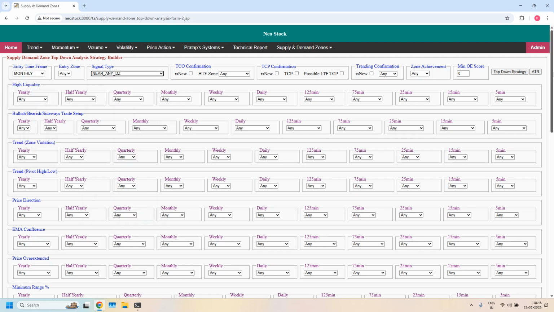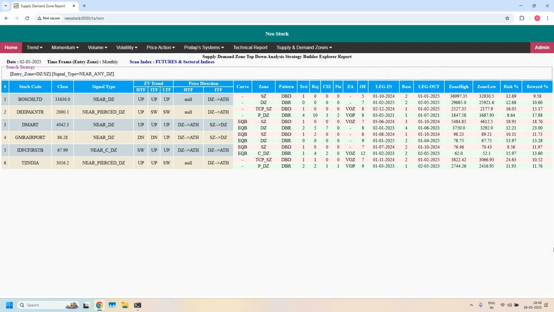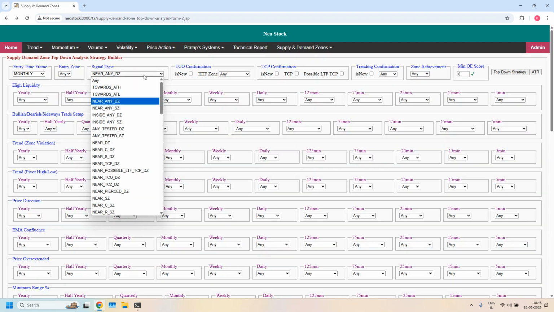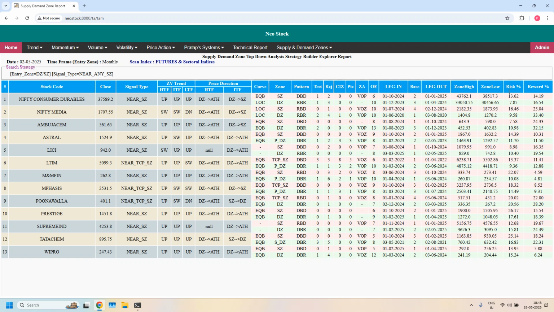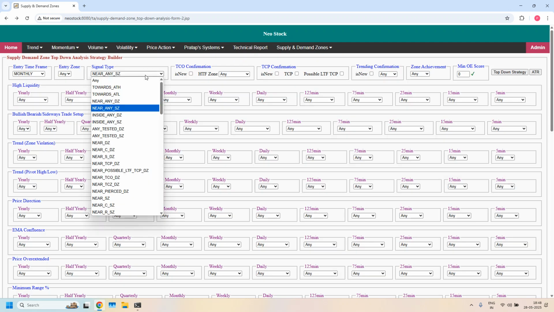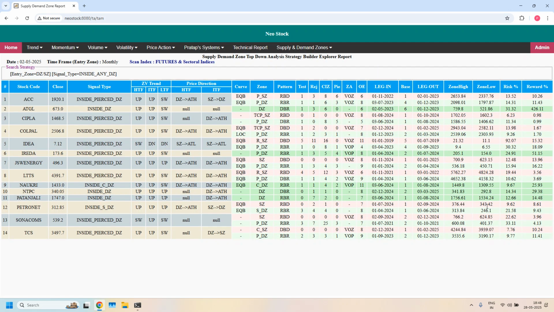Stocks near monthly demand zone. We got 6 stocks. Next, stocks near monthly supply zone. We got 13 stocks. Next, price closed inside the monthly demand zone. We got 14 stocks.